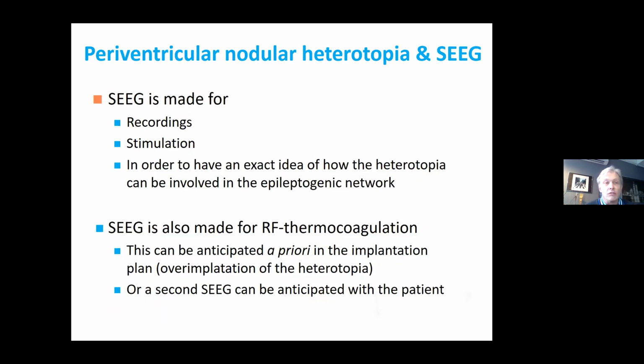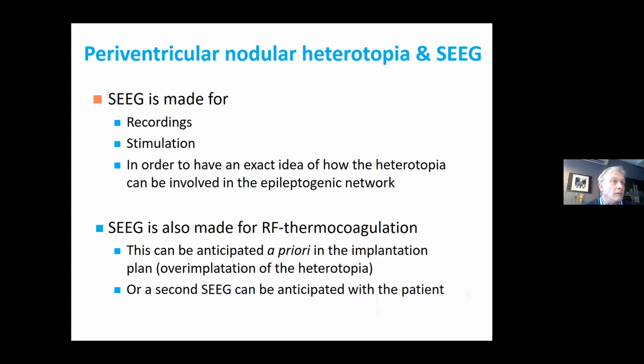To go on with SEEG, which is a crucial part of this presentation, of course, in general, everyone knows that SEEG is done to perform long-term recordings, to perform chronic stimulations. In the particular case of heterotopia, it is done to have an exact idea of how the heterotopia can be involved in the epileptogenic network of a given patient. But I would add that, again, at least in our experience, in all the cases, SEEG is also made with the idea to perform further radiofrequency thermocoagulation.